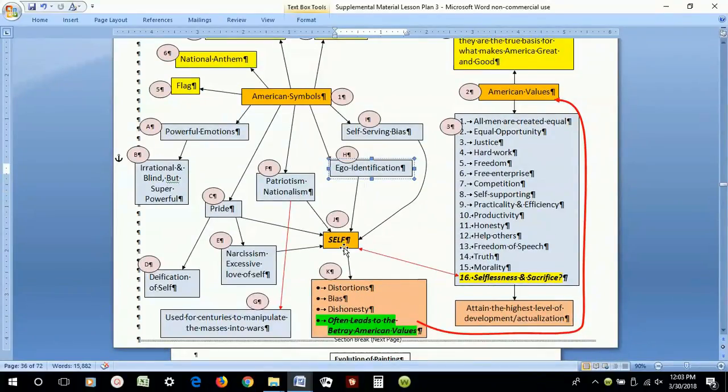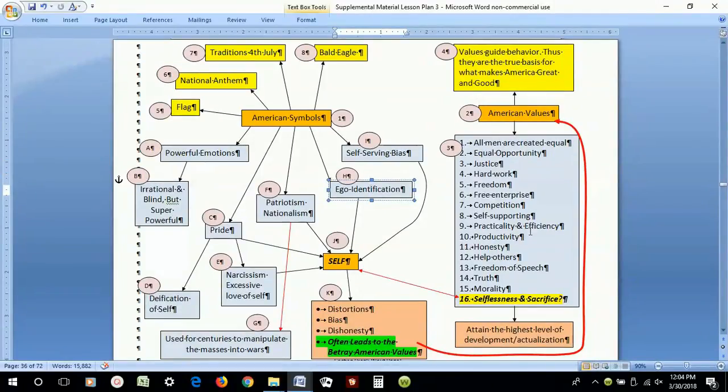It also results in distortions. Remember we talked about self-serving biases. It results in distortions in the way you see things, right? To support your agenda or what you want to believe. It results in bias, dishonesty, right? Often leads to the betrayal of American values. So these things lead you to betray the real values. All right. This is what we've got to stick to: American values, because only that makes us great and good.